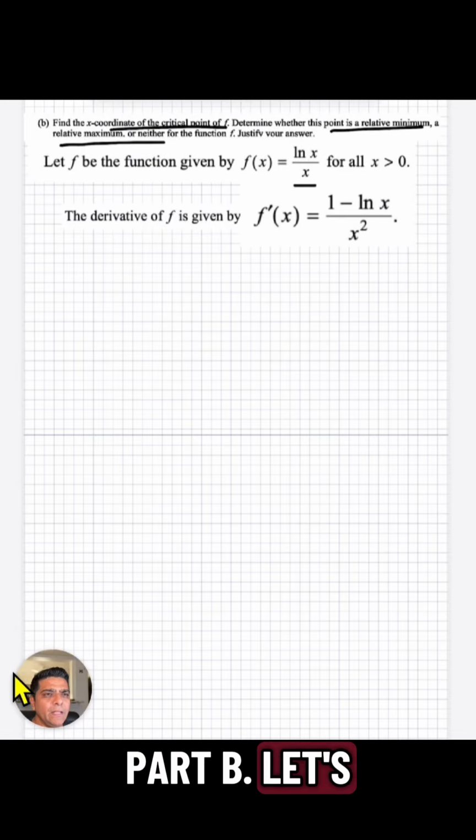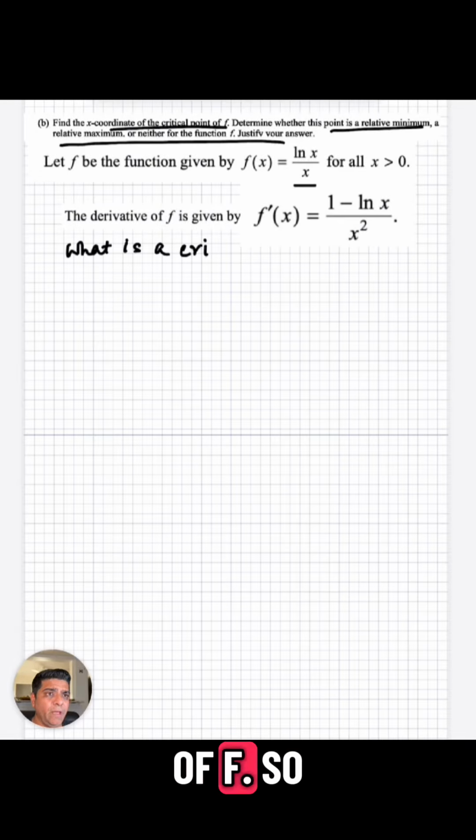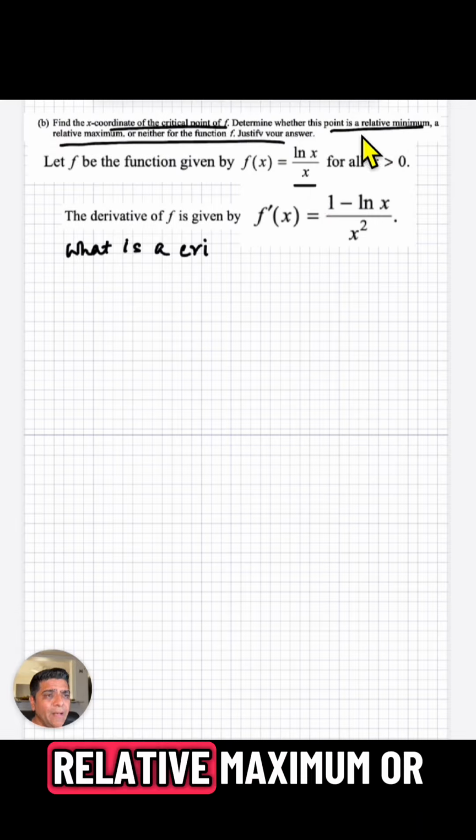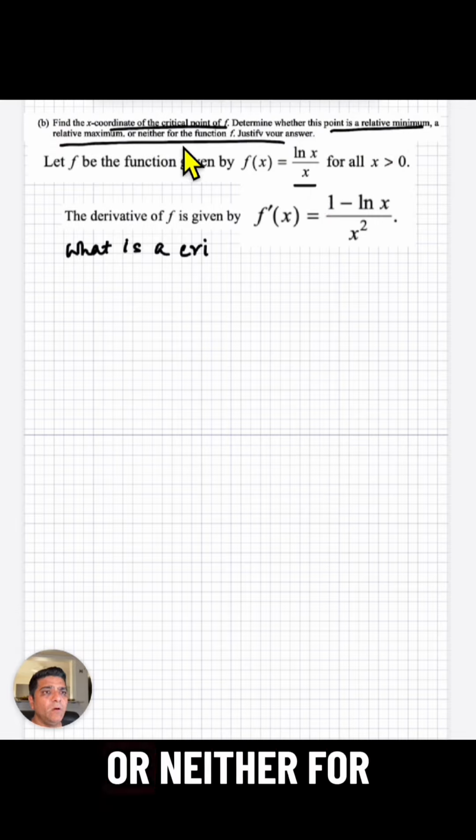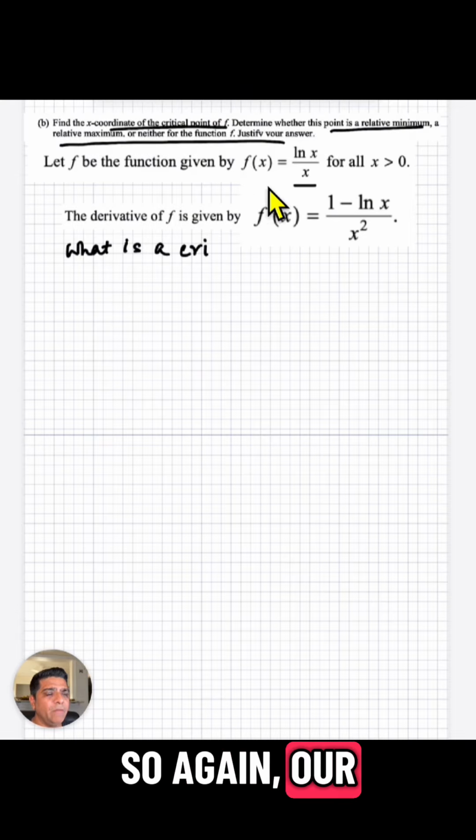Let's go to part B. Let's take the x coordinate of the critical point of f, and determine whether this point is a relative maximum, a relative minimum, or neither for the function. So again, our function and its derivative are given. So what is a critical point?